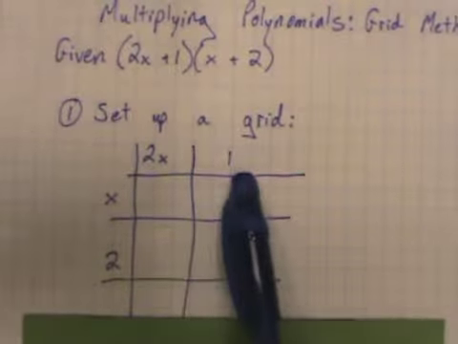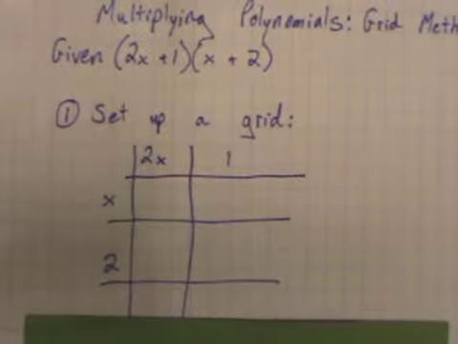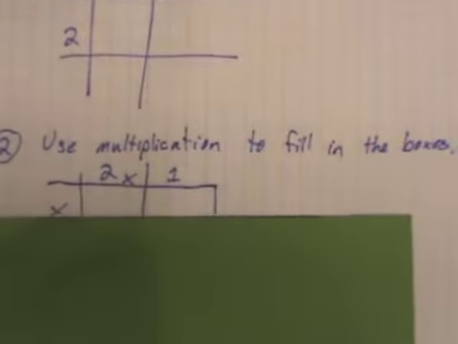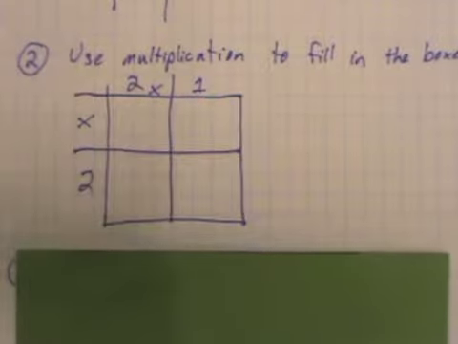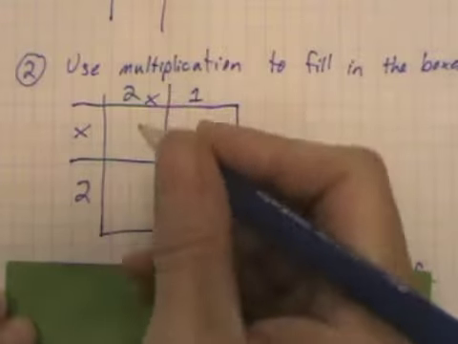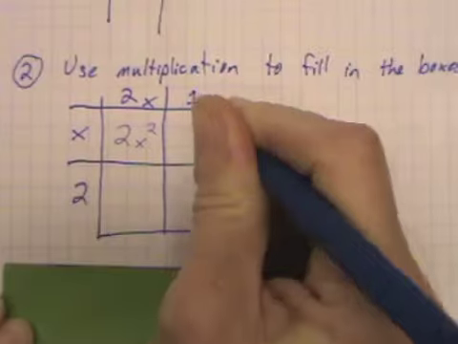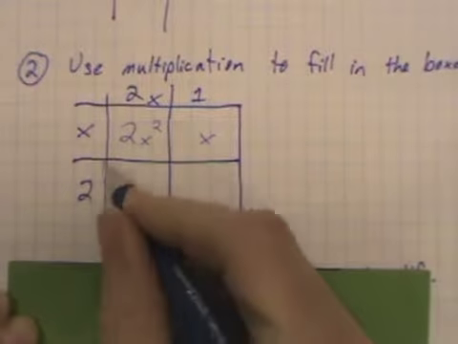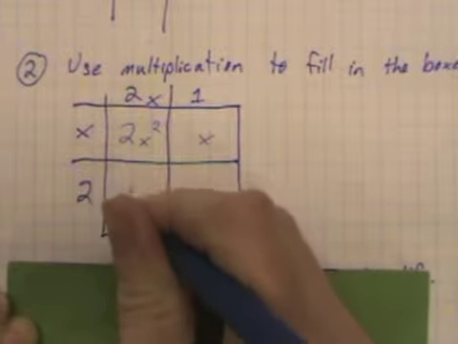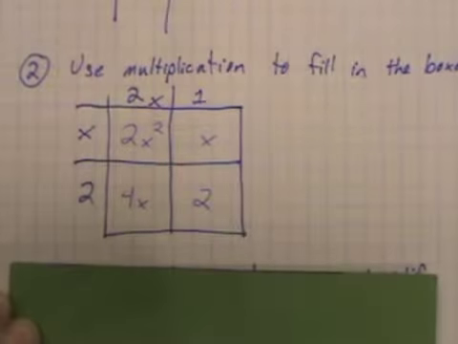2x plus 1 along one side, x plus 2 along the other side, and then next step, use multiplication to fill in the boxes. Could not be easier. X times 2x, 2x squared. X times 1 is x. 2 times 2x is 4x. 2 times 1 is 2.